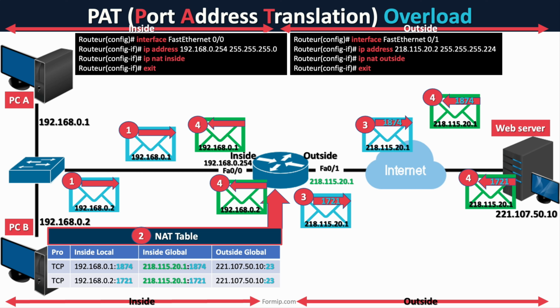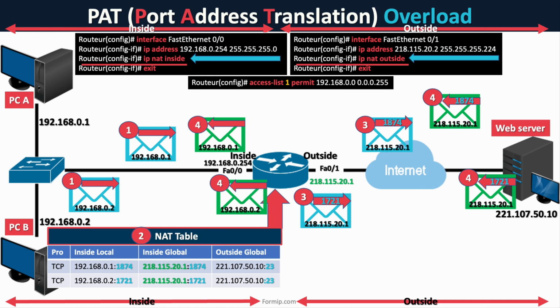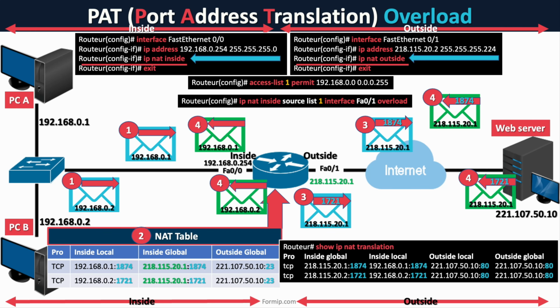For the configuration of the PAT, and like any kind of NAT, you have to tag our input and output interfaces. Then, as with dynamic NAT, an access list must be created to define the local addresses that can be translated. And finally, we have to tell the router to translate our access list through our output interface, FastEthernet 0/1, with the command ip nat inside. Don't forget the little word overload at the end of the command. And as with all NAT types, the verification command is identical. It's show ip nat translations.